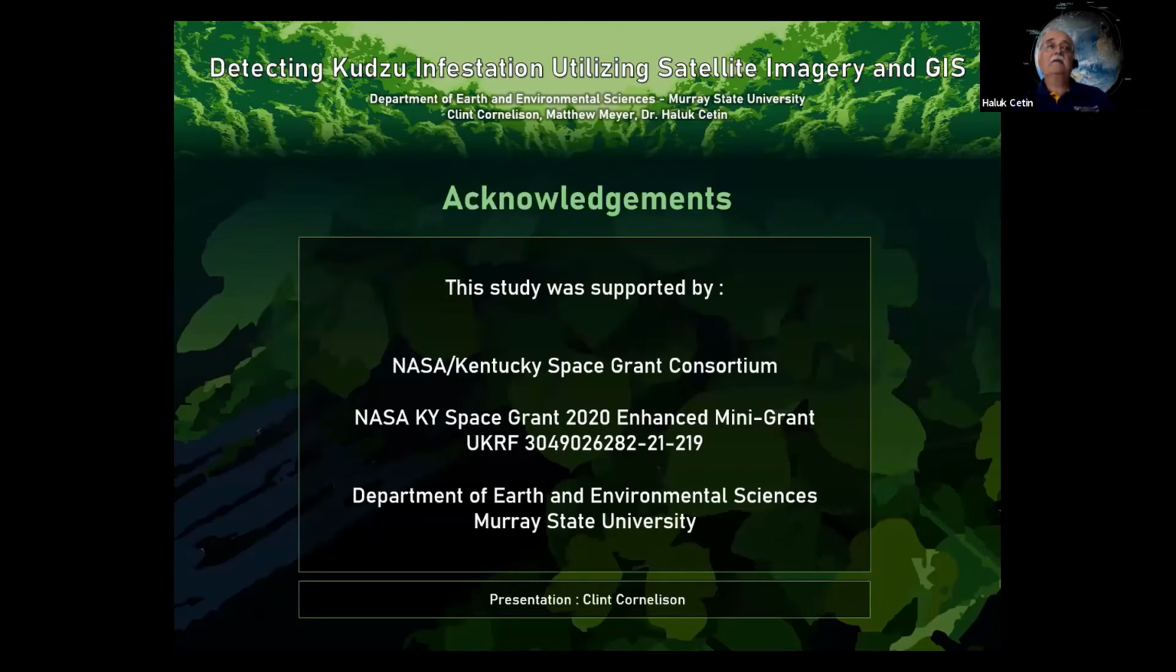This study is supported by the NASA Kentucky Space Grant Consortium, and there are other ongoing studies that would probably help this project too.